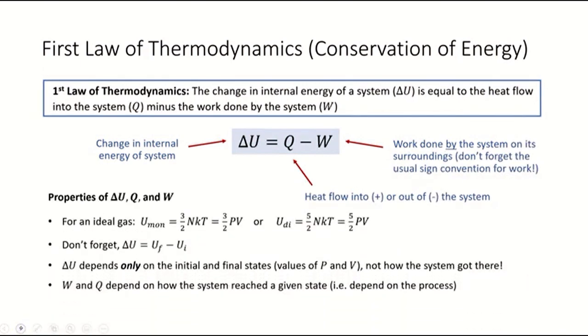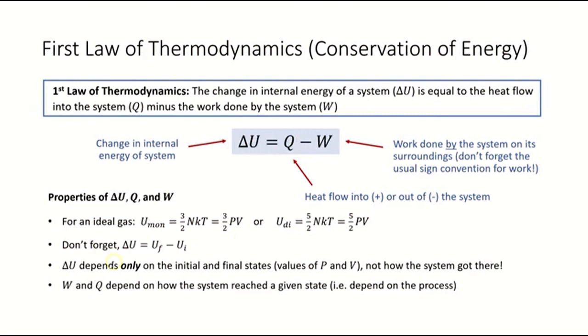Okay, just a few last things to talk about in terms of this first law of thermodynamics, just some specific properties of delta U, Q, and W. So first of all, when we're thinking about delta U, I'll just remind you that we already know U for a monatomic ideal gas, it's 3/2 NkT or 3/2 PV, and for a diatomic ideal gas, we know it's 5/2 NkT or 5/2 PV.